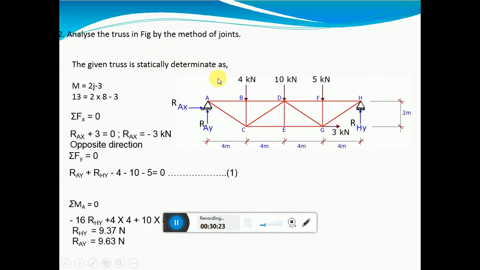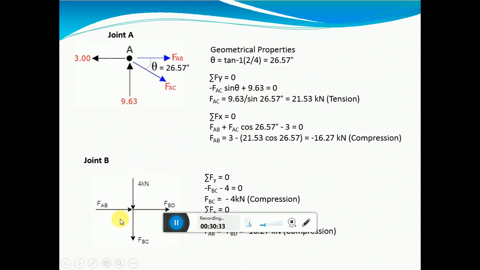There is a 4 kilonewton force acting here. Then there are two more forces, FBC and FBD. FAB also is there. So please apply the conditions of equilibrium. Summation Fy is equal to 0. Minus 4 minus FBC is equal to 0. FBC is minus 4 kilonewton. So it is not tension. Even this is compression, we found.